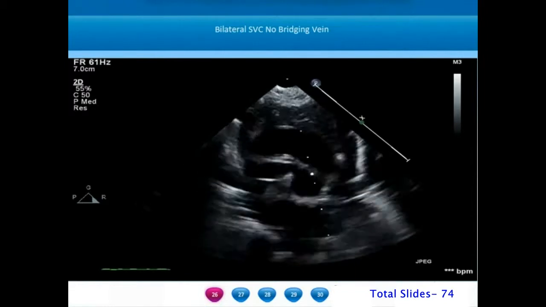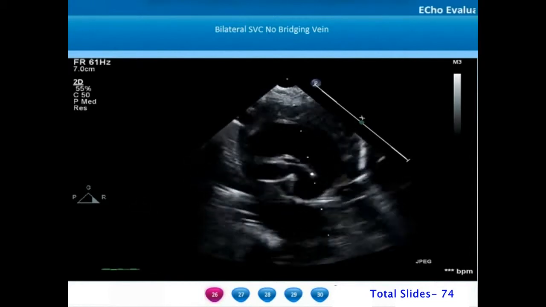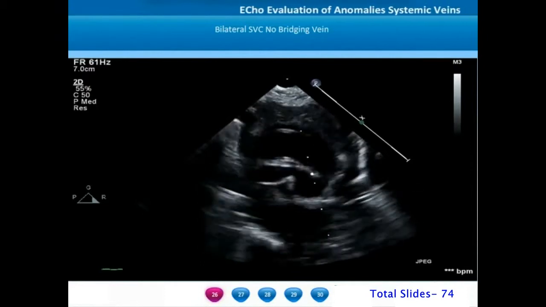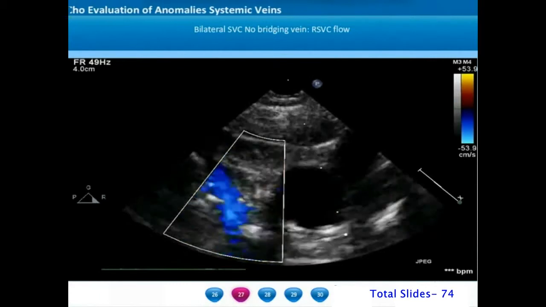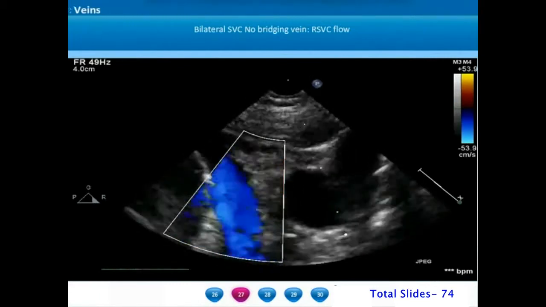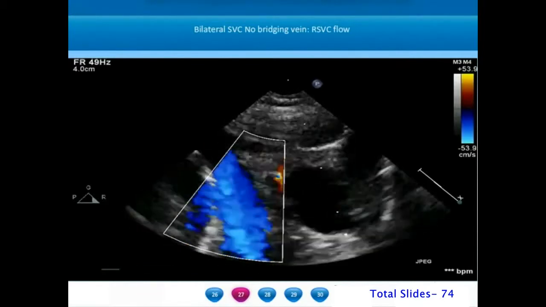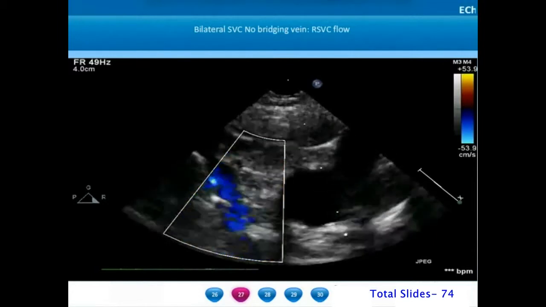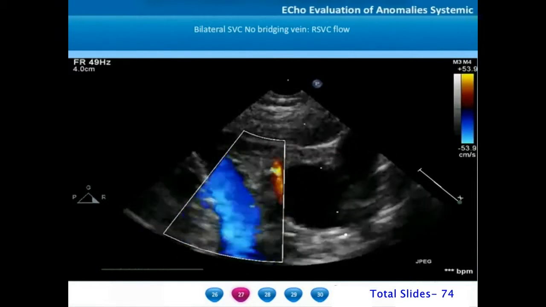In patients who have bilateral superior vena cava, we need to identify if there is a bridging innominate vein. In this example, we can appreciate that there is no bridging innominate vein at all. When there is no bridging innominate vein, the right superior vena cava will drain directly into the right atrium, and the left superior vena cava will drain through the coronary sinus again into the right atrium.